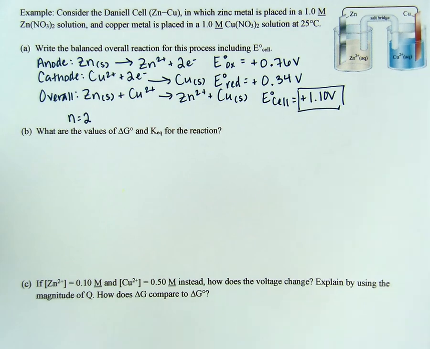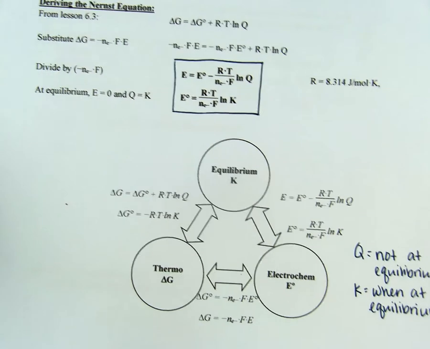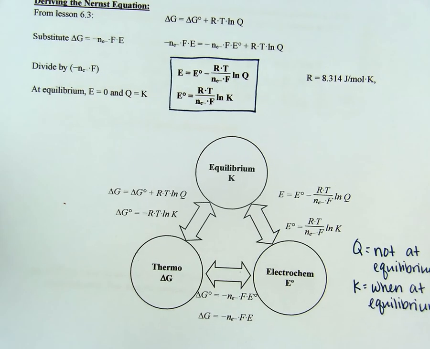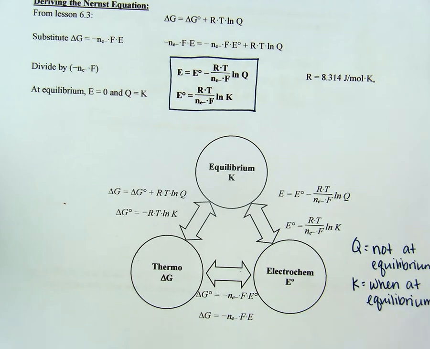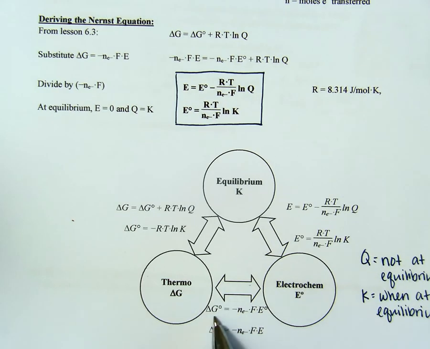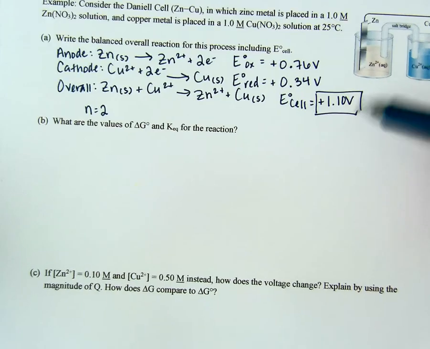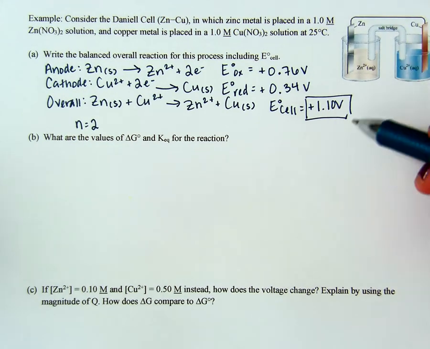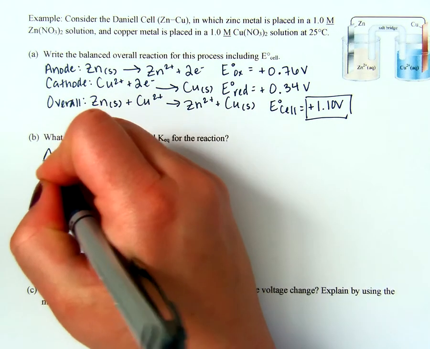So for delta G naught, I can look at my previous page and figure out which equation I need to use. So I want to figure out delta G. Delta G naught is equal to negative n times F times E naught. So I've already figured out my E naught. That was 1.10 volts, the standard cell potential. So now I'm just going to plug everything in.